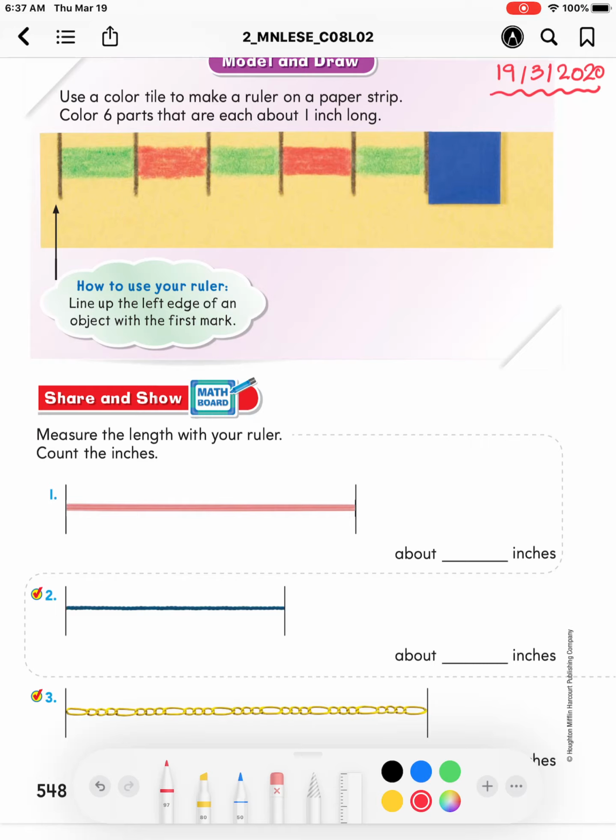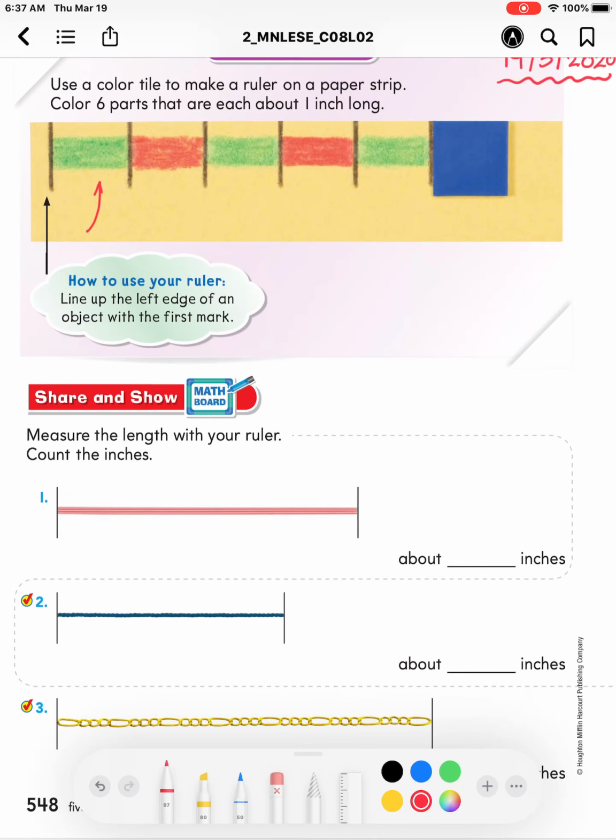Now here we use the color tiles to make a ruler, as we have shown in the previous video how to use the color tiles to create a ruler. And we talked about the distance between the two lines. Here you will find it 1 inch long. So for this ruler, for example, we have 1, 2, 3, 4, 5, and 6. So we have 6 color tiles, which means 6 inches.